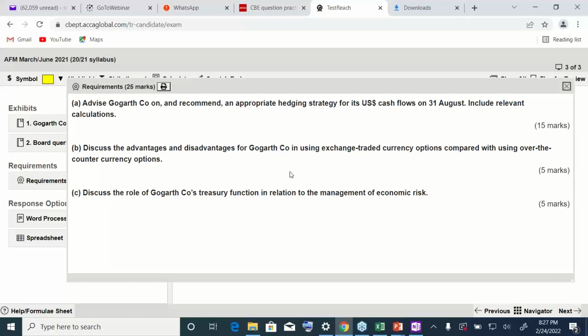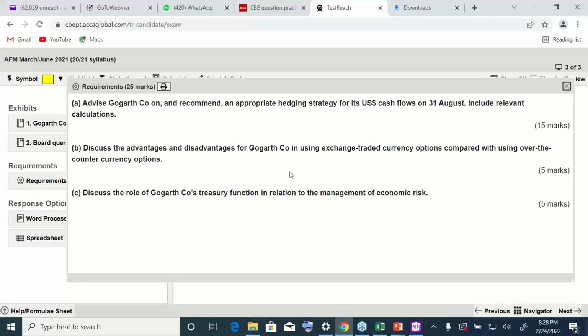B part: discuss the advantage and disadvantage for G company in using exchange traded currency options compared with using over the counter currency options. So you have to simply write the advantages and disadvantages of exchange traded options versus over the counter currency options, and you have to relate it with the scenario because the examiner is asking from the perspective of this company.